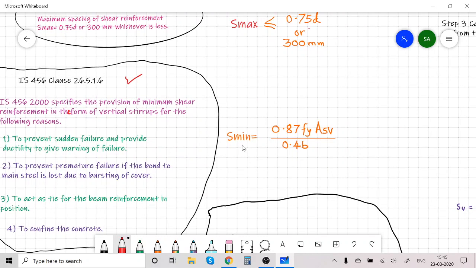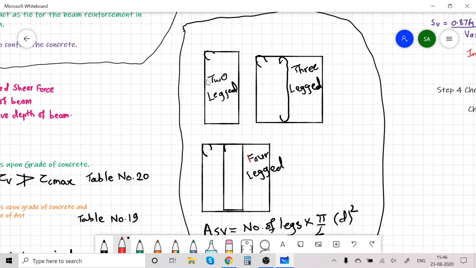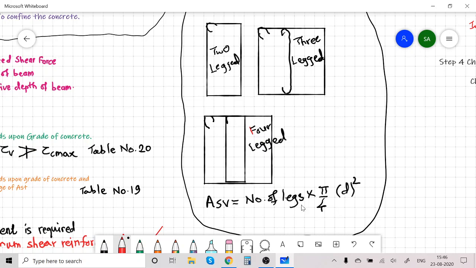For these four reasons, IS code specifies to provide minimum shear reinforcement in the form of vertical stirrups, in which spacing minimum, S minimum, meaning spacing of the stirrups minimum, must be equal to 0.87 Fy ASV upon 0.4 B. Here Fy is the grade of steel. If it is Fe415, then Fy is 415. B is the width of the section, and ASV is the cross-sectional area of the stirrups. If you are providing two-legged stirrups, then ASV is equal to number of legs 2, into pi by 4 d square, where d is the diameter of the bar used for the stirrups.